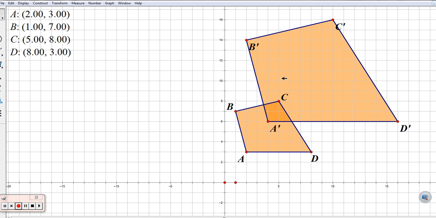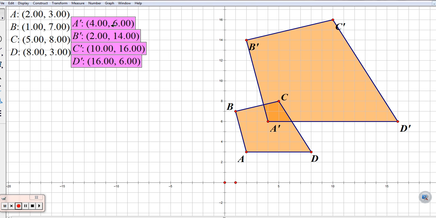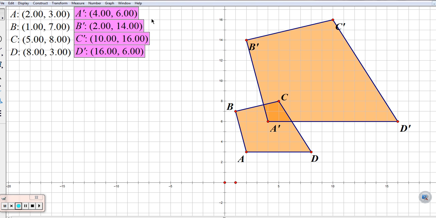Now look at my new shape. You can see that it's much bigger. It's still exactly the same shape, just in a different size. Let's measure our coordinates and see what happened there. When I bring this up, to start, let's just compare A and A prime. What happened to my x values and what happened to my y values? They were both multiplied by 2 or doubled.